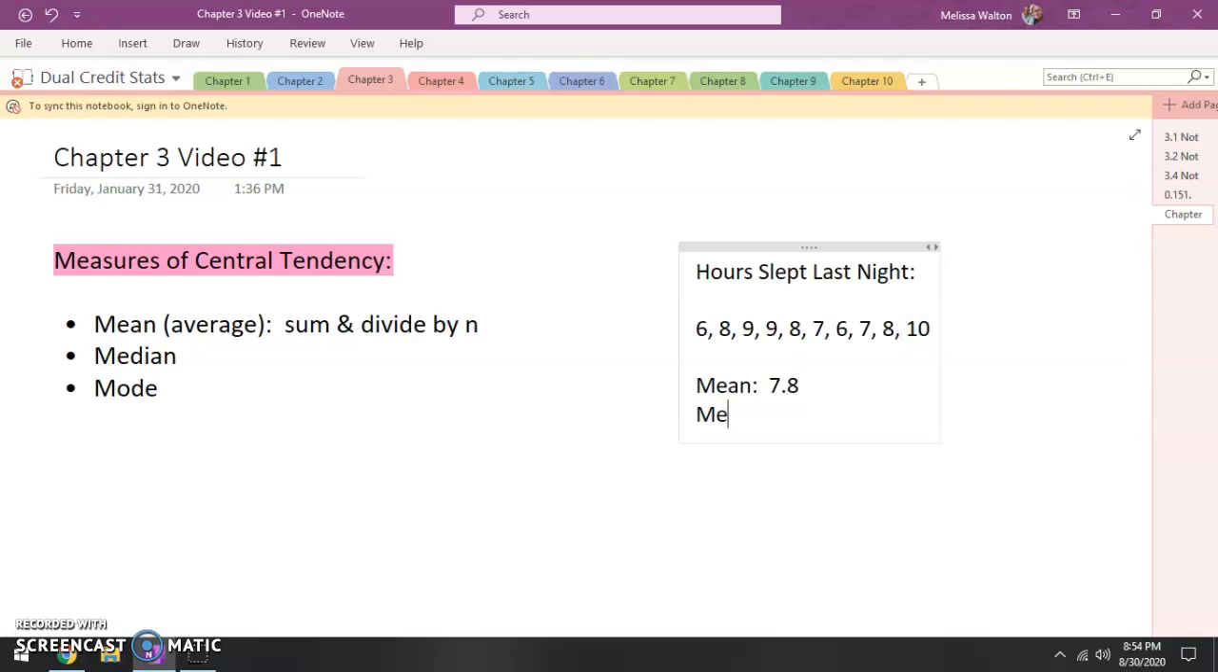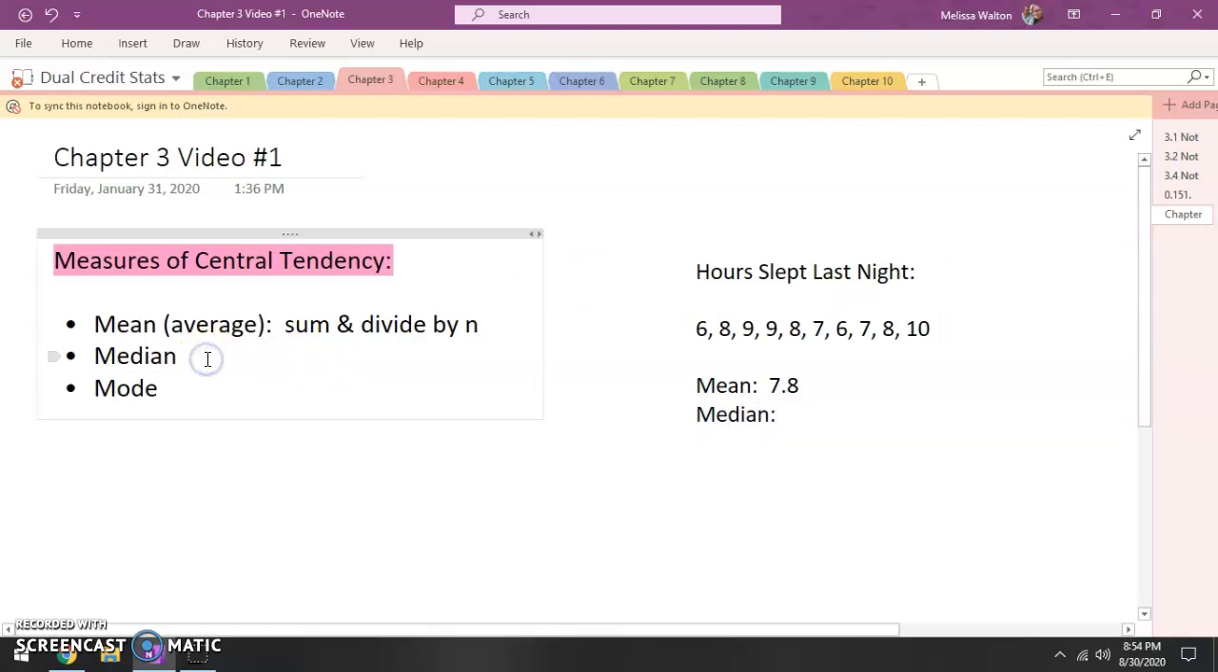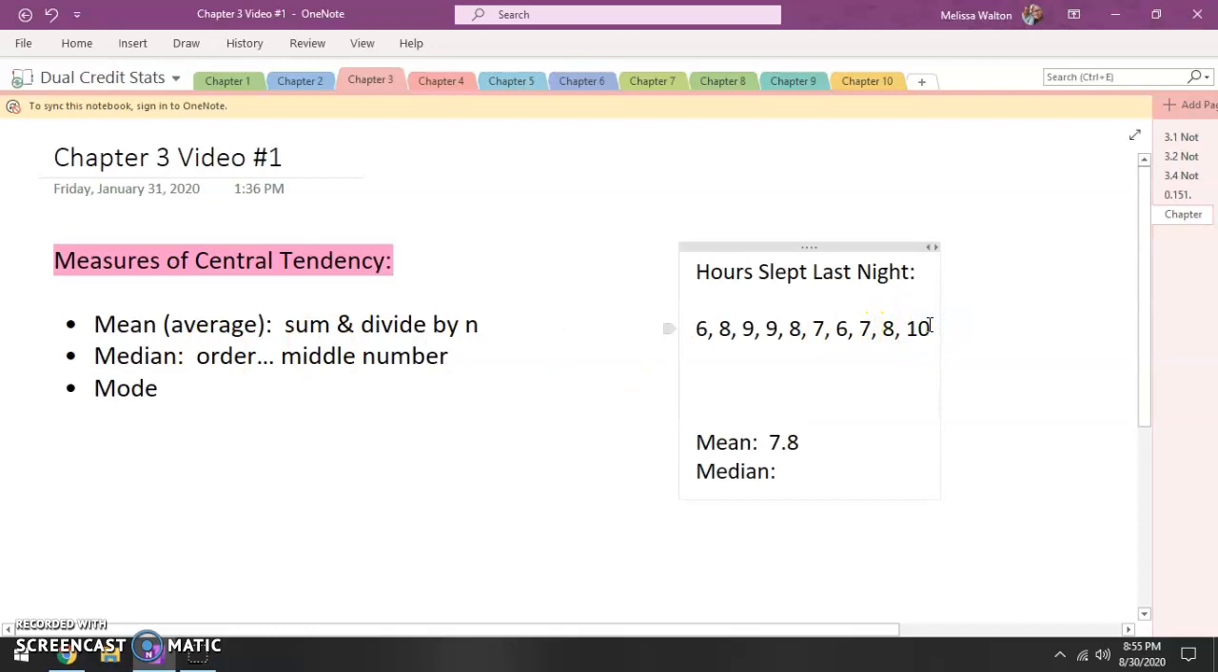All right, now median. In order to calculate the median, what you need to do is you need to make sure that these are in order. So you have to place these in order. And the median is the middle number. So I'm going to go ahead and put these in order.